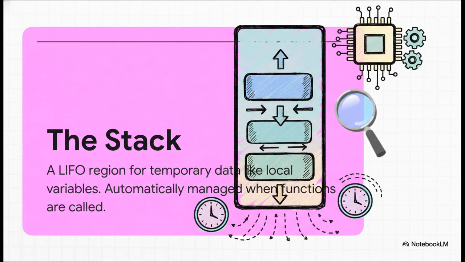Next up, the stack. You can think of this as the system's short-term memory. Whenever you call a function, all of its local variables and arguments get pushed onto the stack. And then, the moment that function returns, they're automatically popped right off. It's super fast, really efficient, and the best part is the compiler handles it all for you.